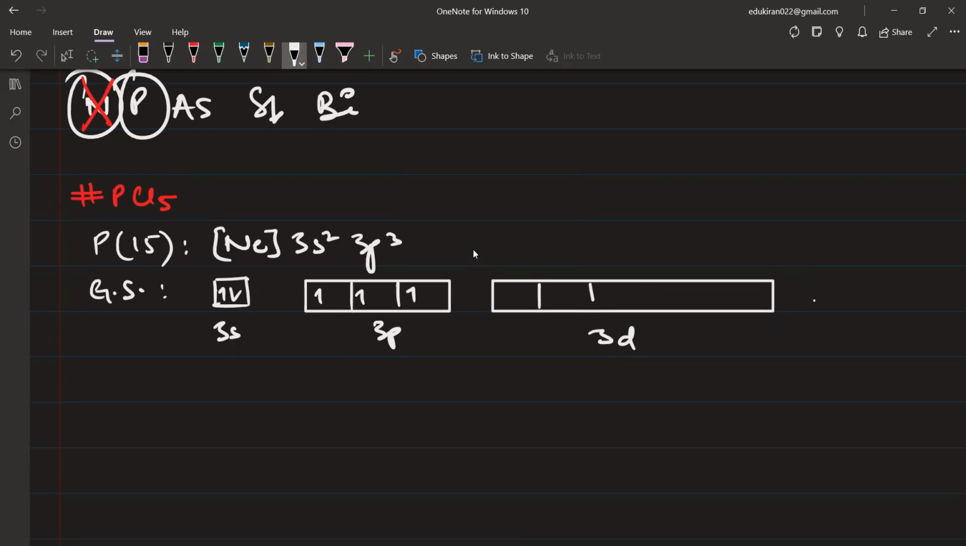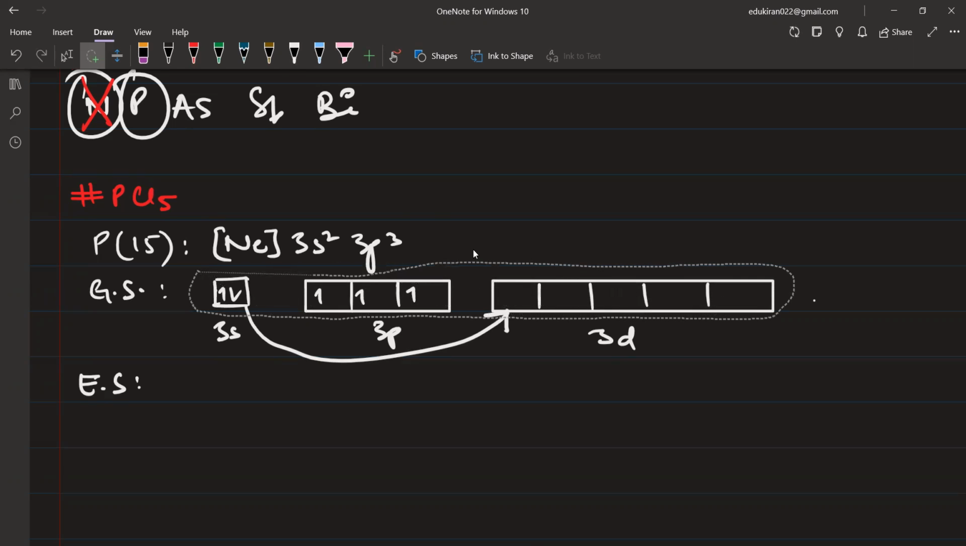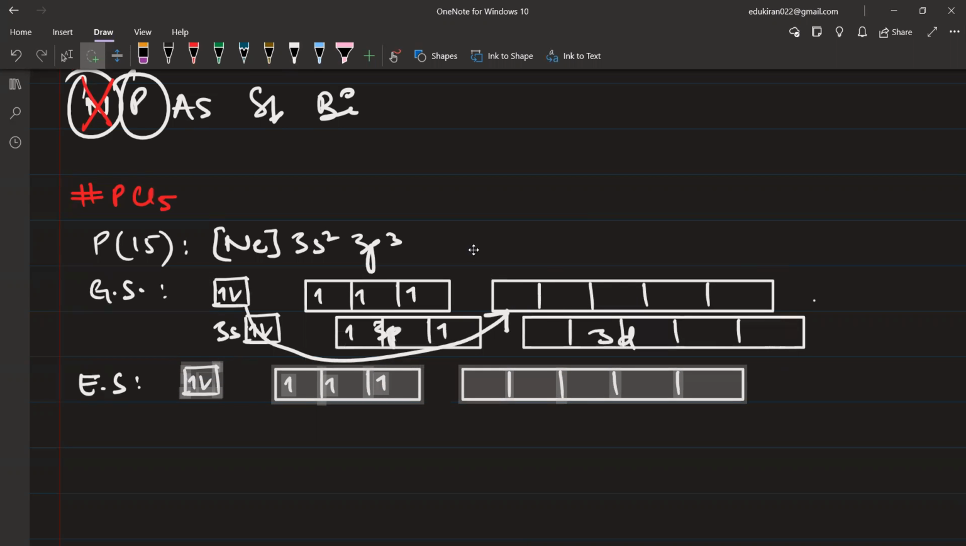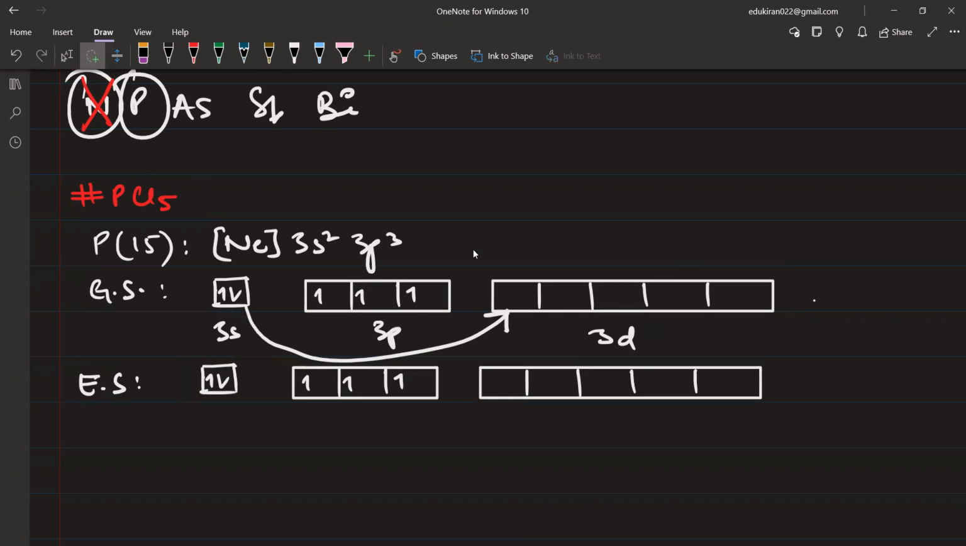It will have 1, 2, 3, 4, and 5 orbitals. Now the promotion of electron will happen like this. One of the electrons from s will transfer to d. And what you are going to get? You're going to get the excited state. Now in the excited state, all of these things will be the same. The only difference is that the 3s will have 1 electron less, and that electron will be promoted to the 3d orbital of phosphorus. I'm erasing this here and writing this here.